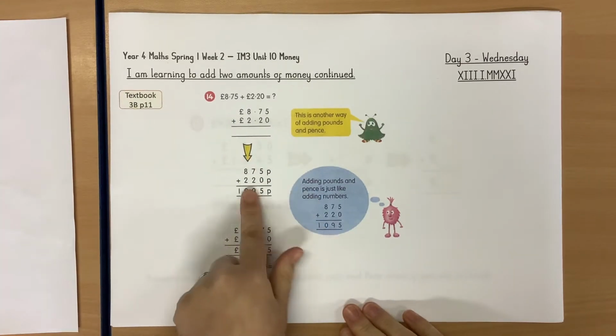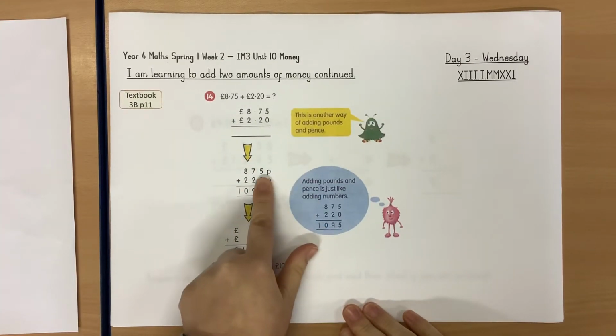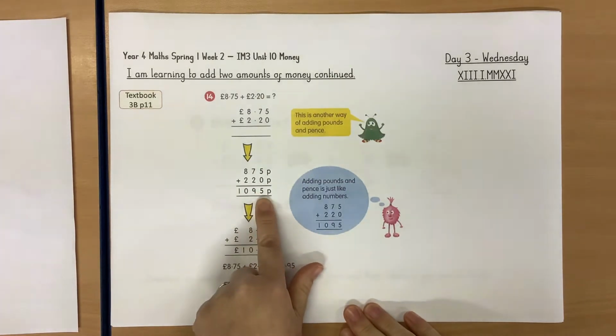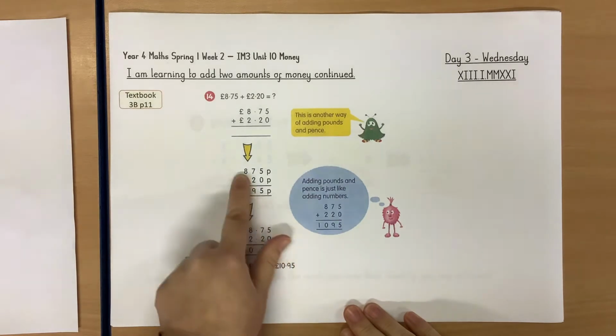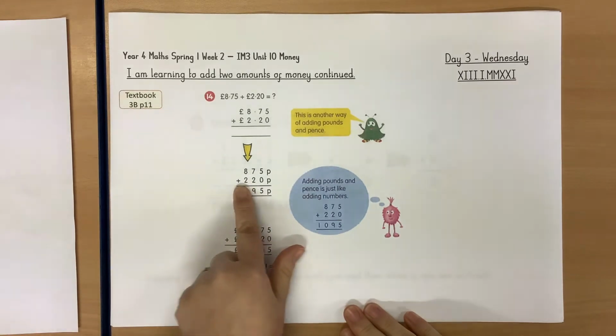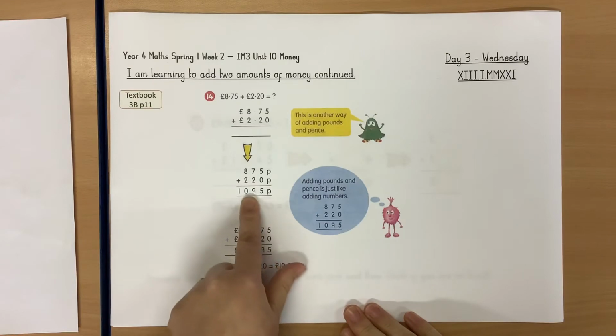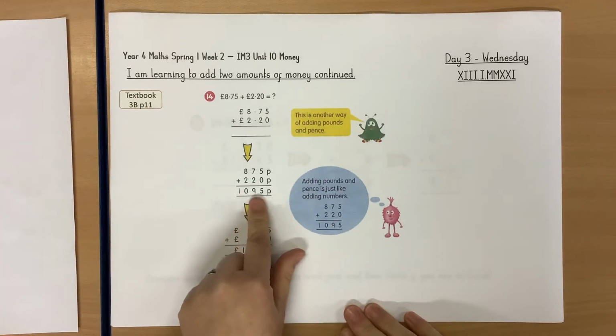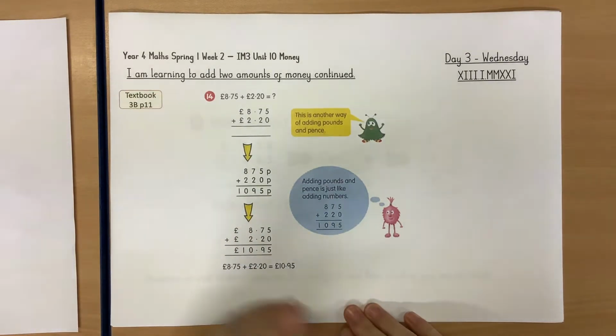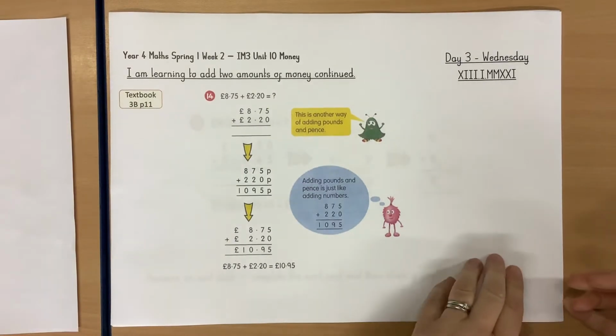We've changed that into pennies just to keep it easier. First of all, we add the ones. 5 ones plus 0 ones is 5. 7 tens plus 2 tens is 9 tens. 8 hundreds plus 2 hundreds is 10 hundreds, which is the same as no hundreds and 1,000. So we have 1,095 pence. And if we change that back to pounds and pence, we have £10.95.